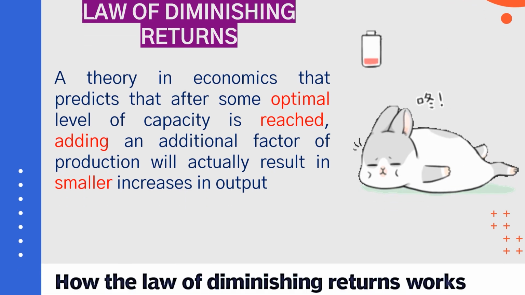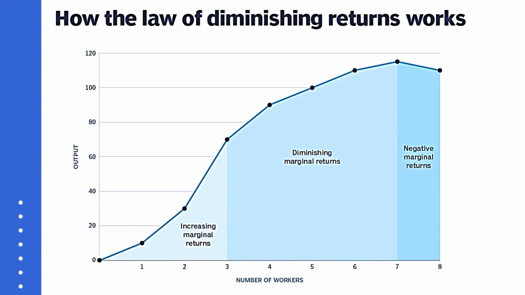For instance, a factory with only a few workers can increase production quickly when new workers are added. But if too many workers are hired, they start competing for machines and workspace, reducing productivity. And here we have something which is called the negative marginal returns phase.